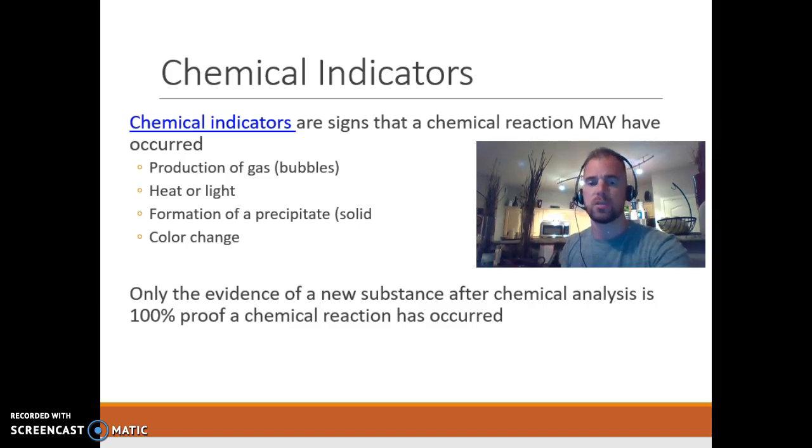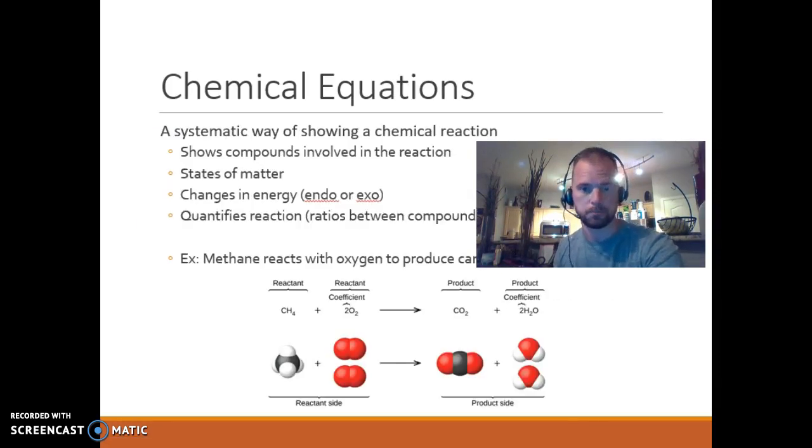However, it's important to know that the key thing here is that these are indicators. It's not necessarily evidence that actually something new has been created. The only evidence of a new substance is you need to perform chemical analysis, and there are methods to do that, but that's the only 100% sure way to know that a chemical reaction has taken place. But the indicators are helpful in helping us figure out whether a chemical reaction may have occurred.